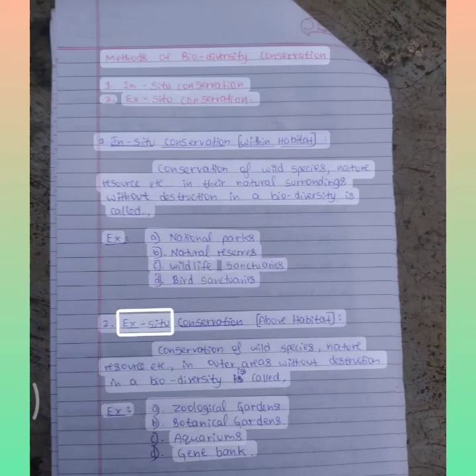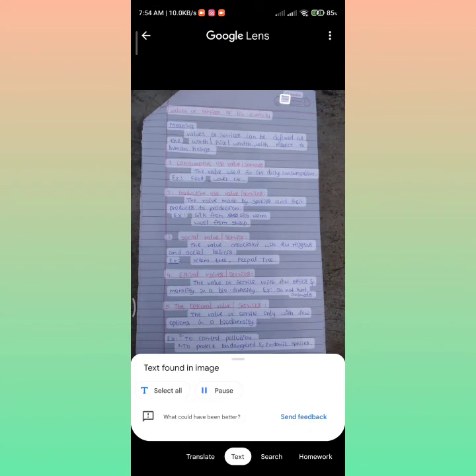2. Ex situ conservation, outside habitat. Conservation of wild species and natural resources in outer areas without destruction of biodiversity is called ex situ conservation. Example: 1. Zoological gardens. 2. Botanical gardens. 3. Aquariums. 4. Gene bank.